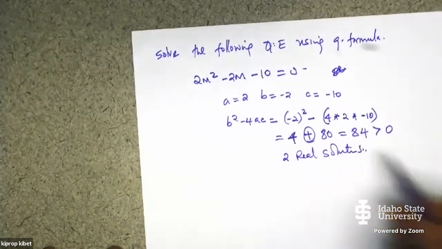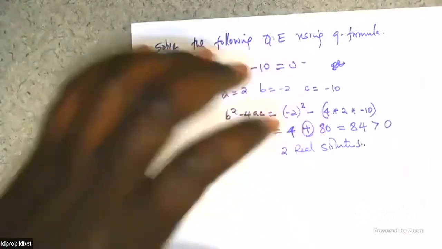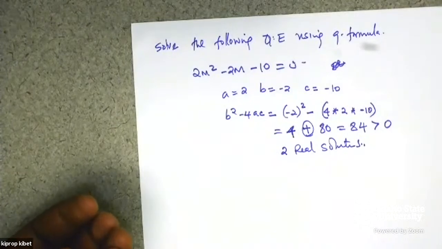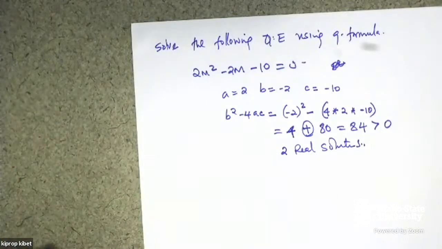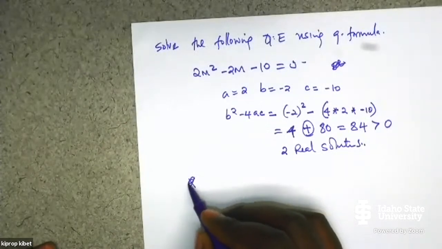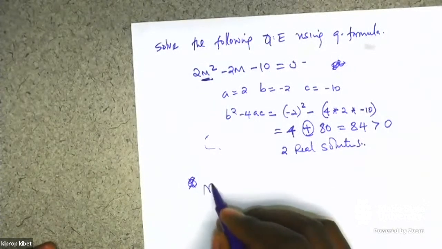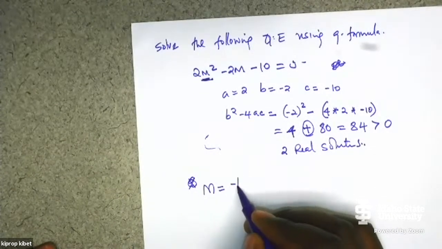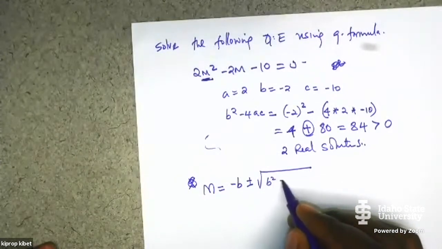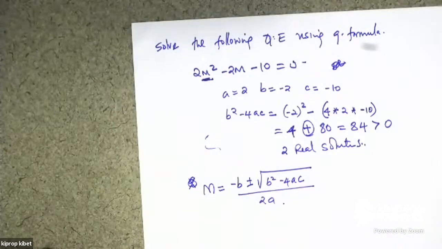2 real solutions. Now, you can use this to know the number of solutions. And then, you can just ignore it. You can just go directly to the quadratic formula, and the formula is, in our case, m equals minus b plus or minus the square root of b squared minus 4ac, all over 2a.